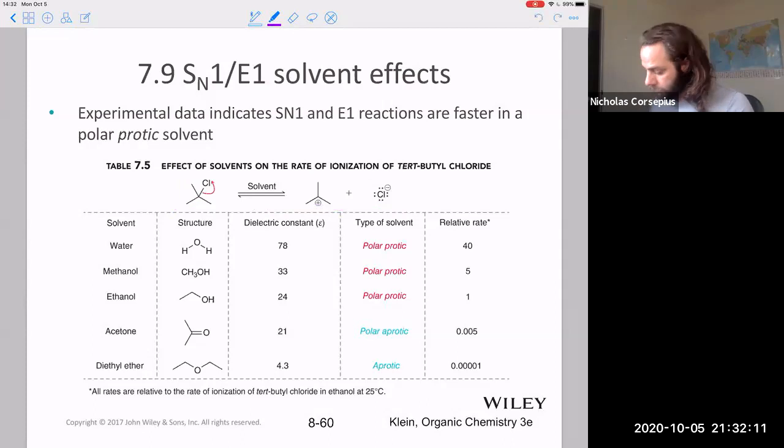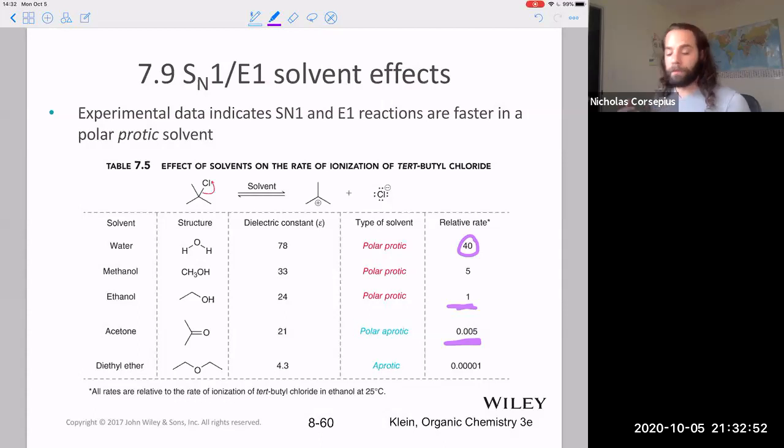Okay. If we just take a look over here at the relative rates of these reactions in these various solvents, we can see that the fastest rate is in water, our most polar solvent. And then the rate decreases as polarity decreases. And notice that there's a big jump when we go from our polar protic solvent to our polar aprotic solvent. So unlike what we saw for the SN2 reactions, an aprotic solvent actually has a slower reaction rate for these SN1 and E1. So why might that be?